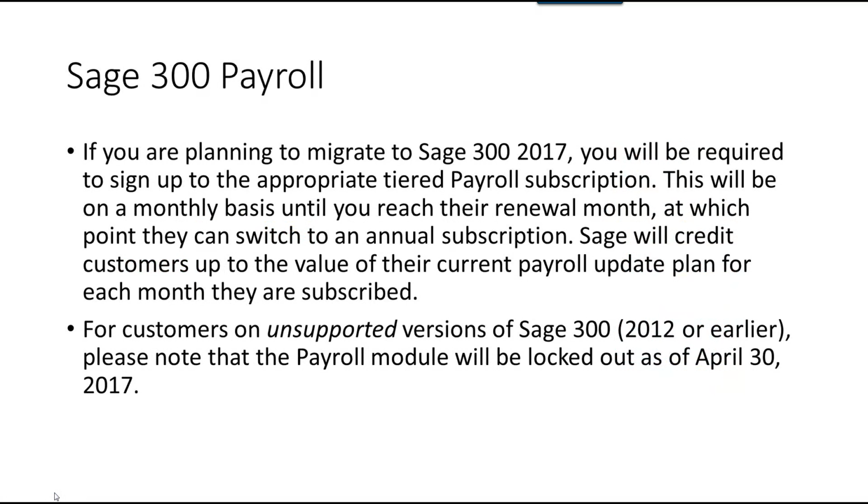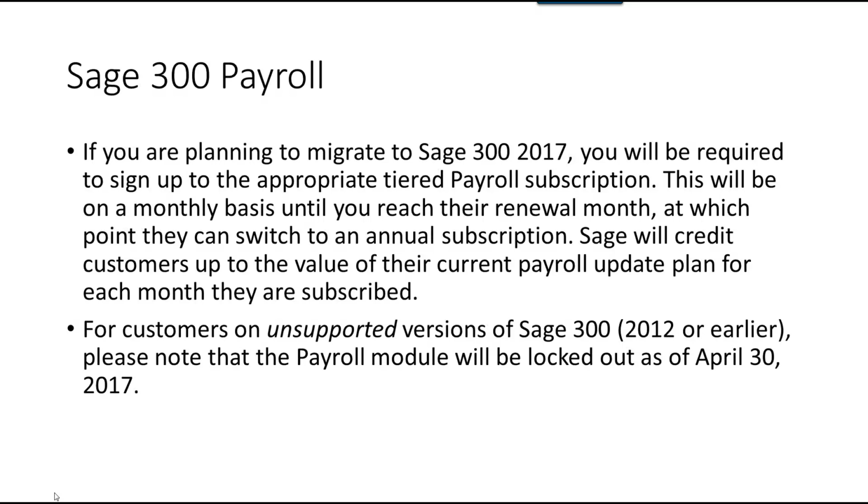Sage 300 Payroll, let's talk a little bit about that. If you are planning to migrate to Sage 300 2017, which I always encourage clients to do, you've paid for the software. If you're on a support plan from our company that allows you to have the upgrades done at no additional cost outside of your contract, I encourage you to get on the latest build. It doesn't cost you any extra, so why not? There are also some other things to be aware of: if you're on an older version, 2012 or earlier, that software is currently not supported by Sage. So if you're on the payroll module, you want to be thinking about moving and getting up to at least version 2014. But if you're going to do the upgrade, we may as well take you to 2017.